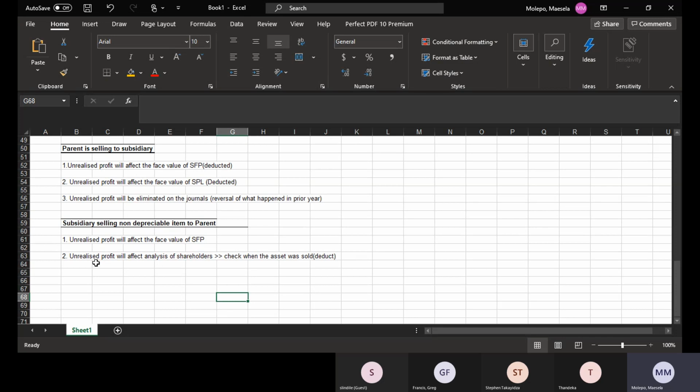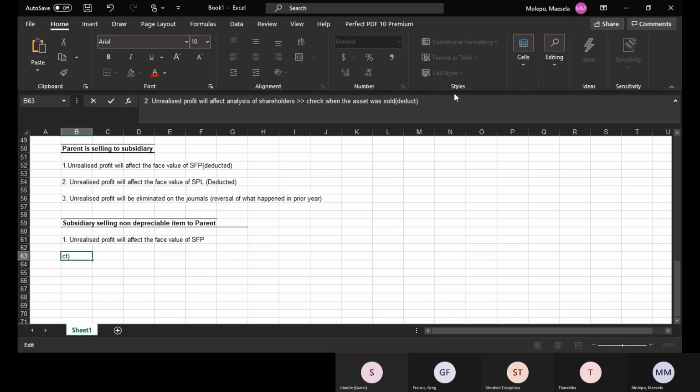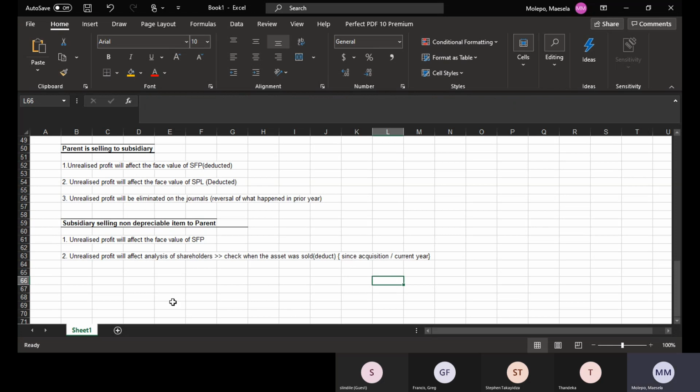So here the unrealized profit will affect the analysis of shareholders. It will only be on either since acquisition or the current year, depending on the date. The date is the one which is going to guide us. And then three, the unrealized profit will be eliminated in the journals.